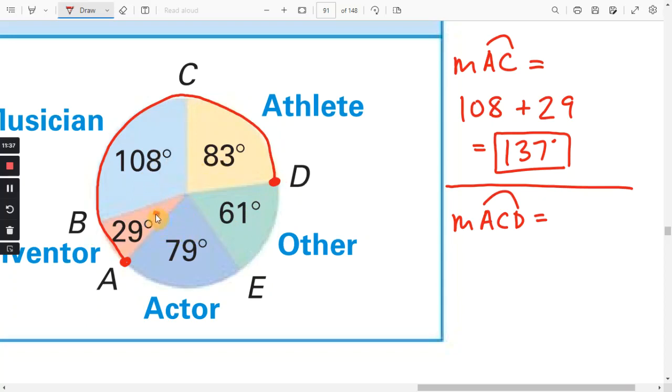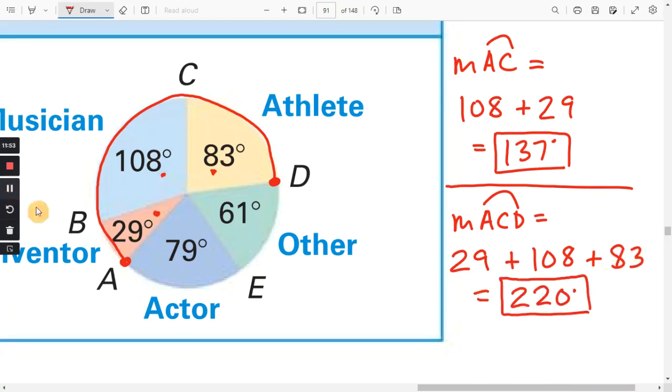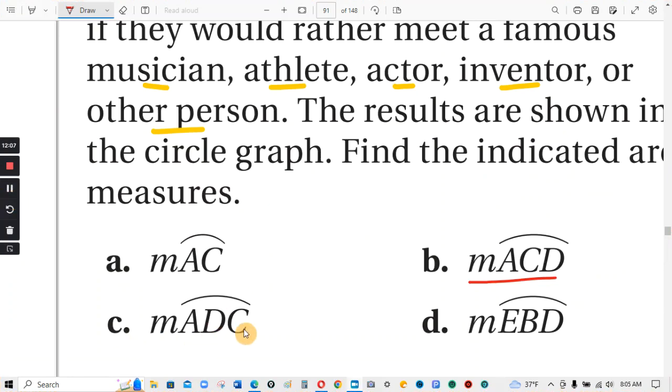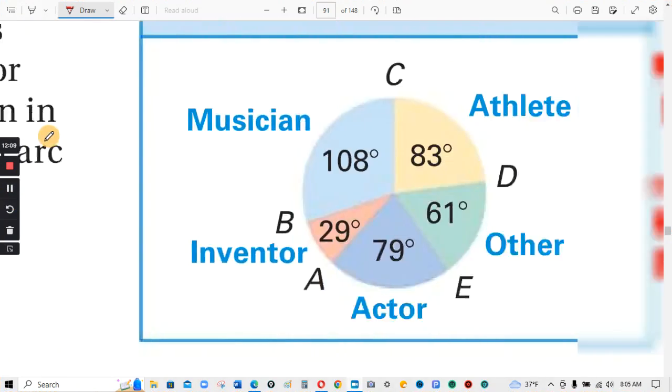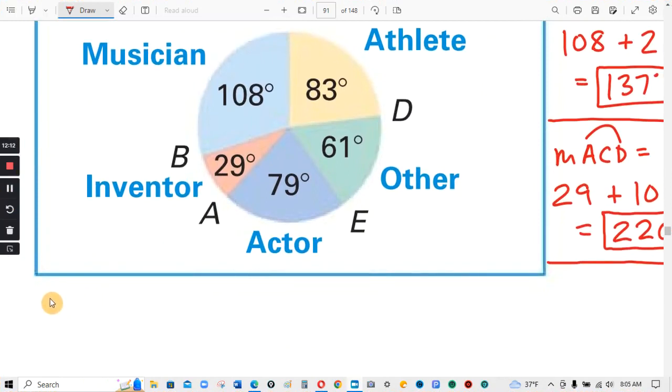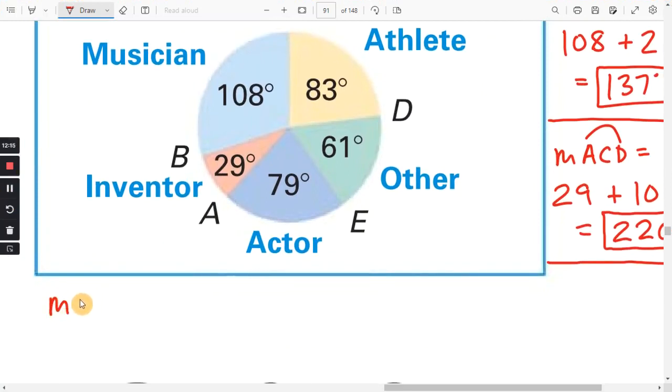That's going to be 29 plus 108 plus 83. And I get 220 degrees. Alternatively, you can make the whole thing 360 and just subtract these two from 360. Part C, measure of arc ADC. Let's take a look.